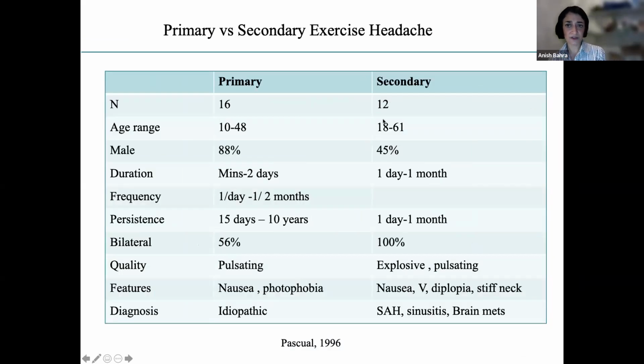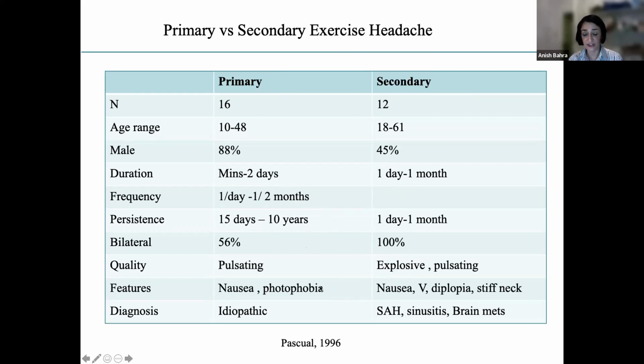And this is a study looking at the two, primary and secondary exercise headache. So what we have is the age range is not too dissimilar. Minutes to days, the secondary was a bit longer. We don't have the frequency for the secondary. So again, this will depend on the frequency of the exercise. And again, it's days, months, or years that these can last. Again, laterality doesn't help you. And it's the explosive thunderclap, which is the secondary, which is important.